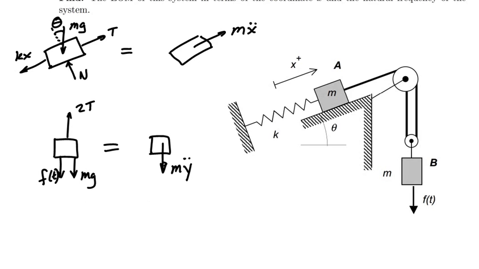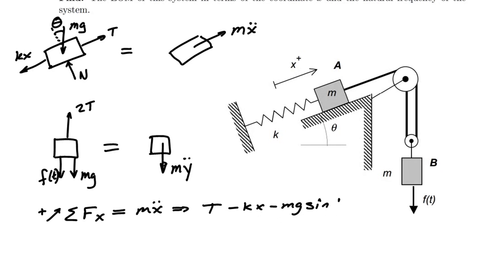Now to do the kinetics, step 2 of our 4-step program, I'm going to start by summing forces in the x direction on block A and set that equal to m x double dot. And of course I'm going to do this in a way that's positive up the slope using my x coordinate. And so if I do this, what am I going to get? Well, I'm going to get T minus kx minus mg times the sine of the angle theta is equal to m times x double dot.